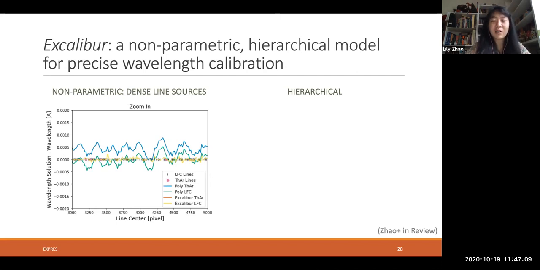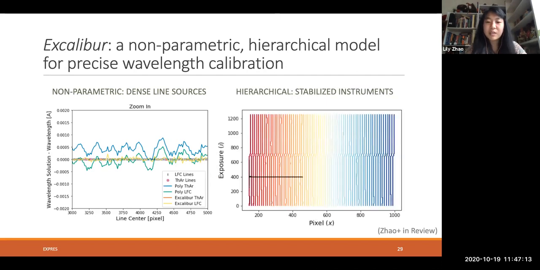As for the hierarchical part, this comes from the idea that now that we have these ultra-stabilized instruments, every calibration image you take during a period of stability has something to say about every other calibration image you take. So fitting each exposure independently to a polynomial no longer makes sense.